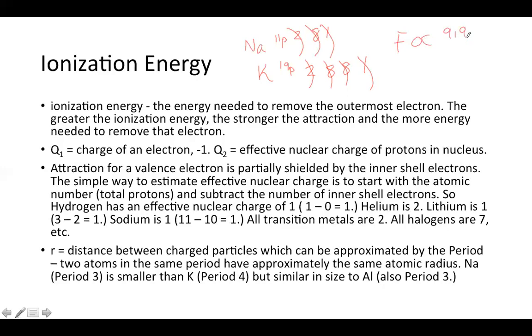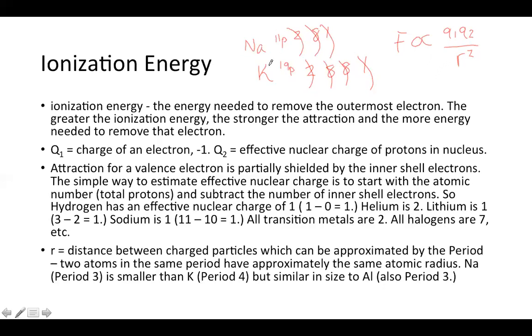Q1, Q2 over R squared. Although these values are going to be different, sodium would be 11 plus and potassium would be 19 plus. So although potassium has a greater charge in its nucleus, this R term is squared. So this R term is going to be the dominating factor here. That's explaining the difference in the ionization energies between potassium and sodium.